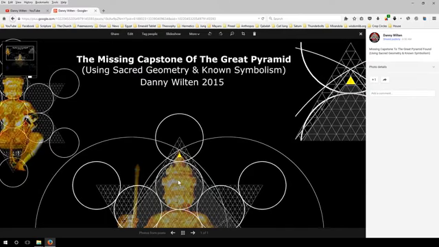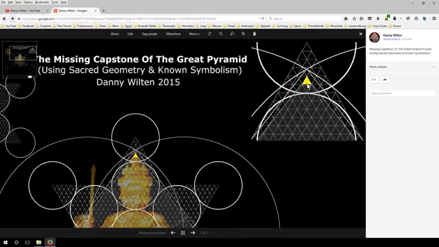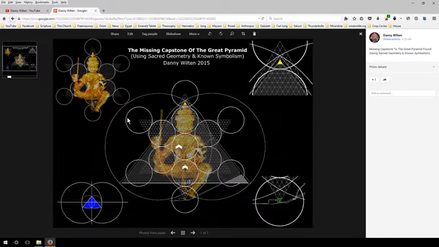And then I noticed that when I placed the pyramid on there, that triangle sits right where the capstone would be. So this is the capstone of the Great Pyramid, hidden in symbolism. And what you find is that when you take a look, and I'll be providing some more videos later on, I didn't want to go into too much detail right now because it's a lot of information.